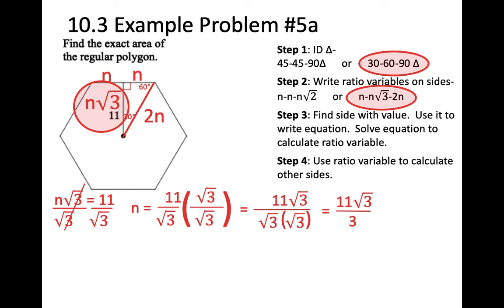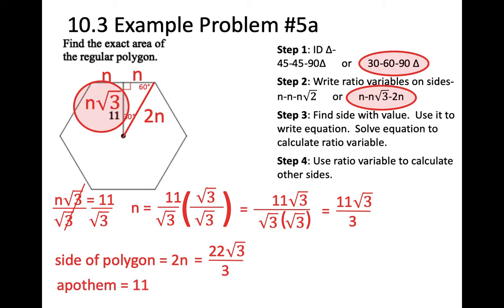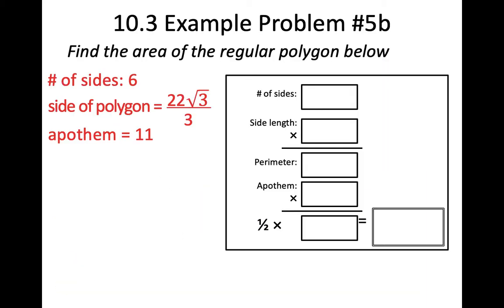So now I have that n equals 11 root 3 over 3, and looking up at my diagram, I have that part of the triangle is n, and this other part right here is n. So what I actually want is the side of the polygon, which is 2n. So that would be 22 root 3 over 3. And the apothem is 11. So now that I know the number of sides, the side of the polygon, and the apothem, I can solve it.